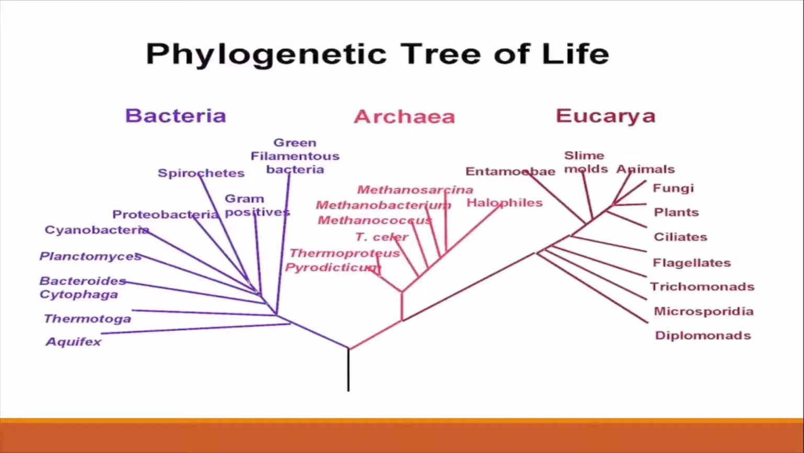Okay, so this is the phylogenetic tree of life. It's separated into your bacteria, archaea, and eukarya. We also have viruses, but they're not actually classified under this.